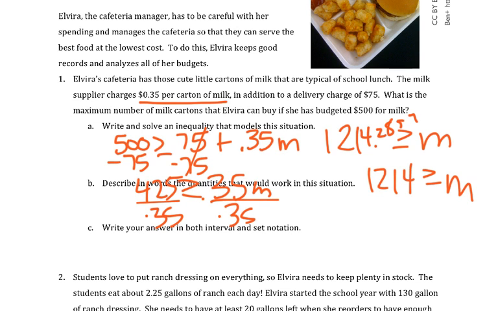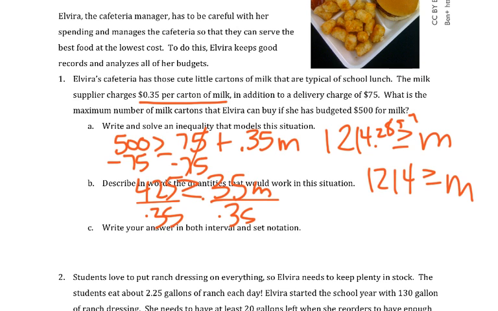So that means we can purchase 1,214 milk cartons or less. Okay, that's kind of the B part. I'm not going to write out the words, but you can just listen. So again, we can't have more than 1,214. Every quantity from 0 to that, because you can't have a negative amount of milk cartons, is what we're looking at.